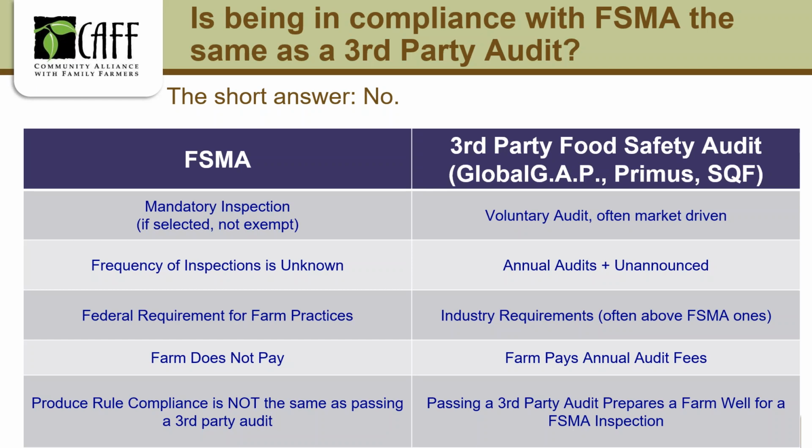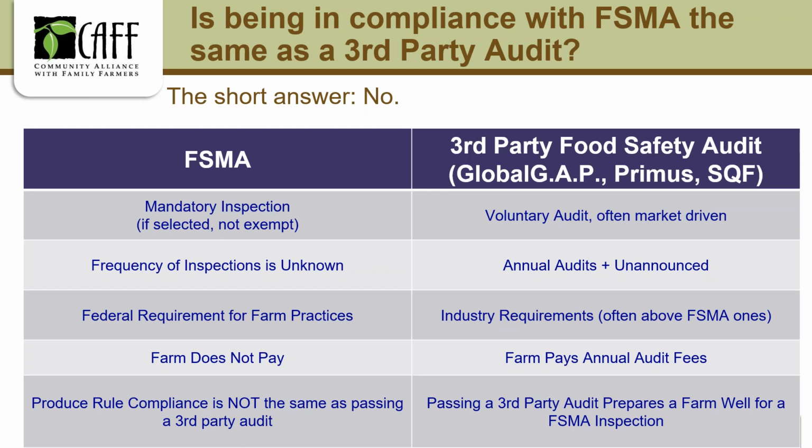Whereas with a third-party food safety audit, that annual or sometimes multiple times a year on-farm visit that auditors do is considered a voluntary audit, and it's often market-driven. And you don't have to have an auditor come out on your farm. If you're not doing a third-party food safety audit, there's not going to be an auditor that comes out. They're only going to come if you, as the farm and the farmer, solicit them and reach out and get that scheduled. So that's one way that they're different. Those on-farm visits or inspections under FSMA, the frequency of them is unknown. Whereas if you're getting the on-farm visit under the audit, those are annual audits, and then oftentimes one or more unannounced audits at other times of the year for on-site visits.